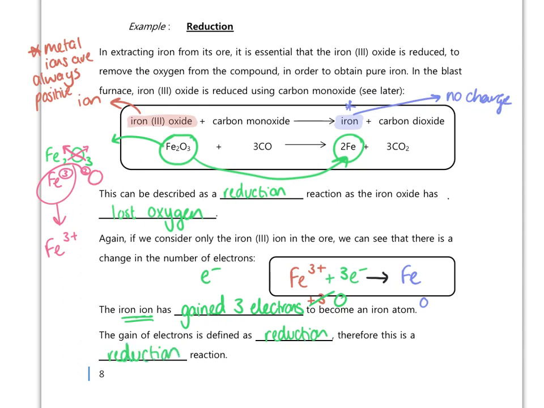So we can now see that in terms of oxygen, it is a reduction reaction, because iron oxide has lost oxygen to become iron. And we can also see now from our half equation that the iron ion is gaining electrons, and again that is defined as a reduction reaction.